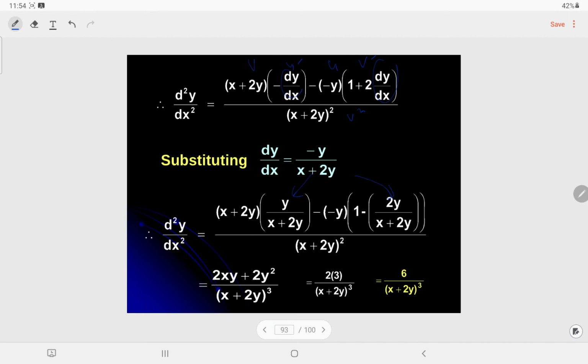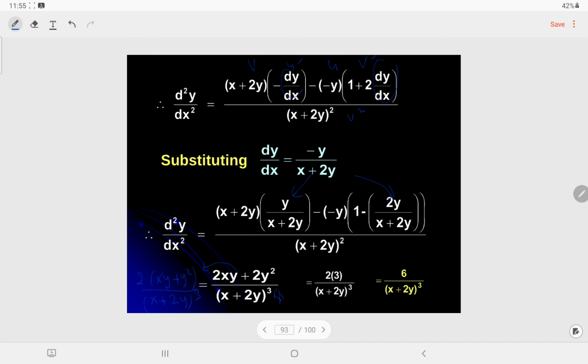Okay, and then we get this one, right? Then this one we can factorize to xy plus y squared over x plus 2y cubed.